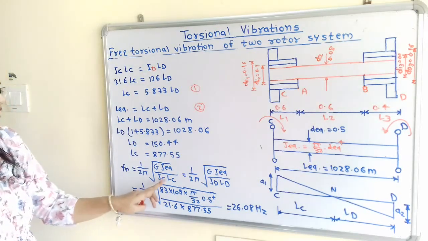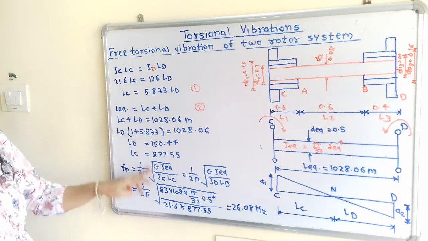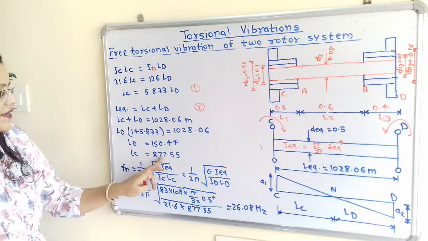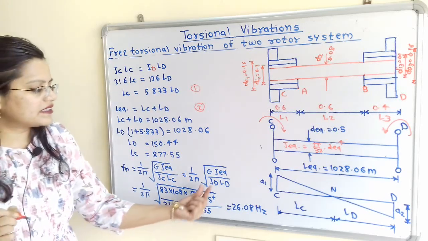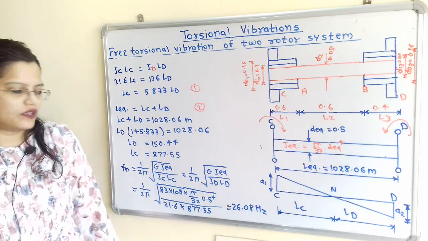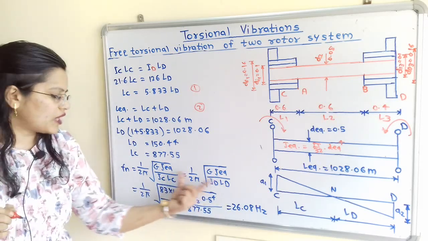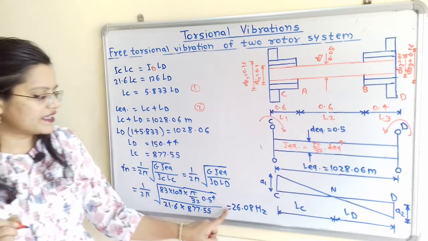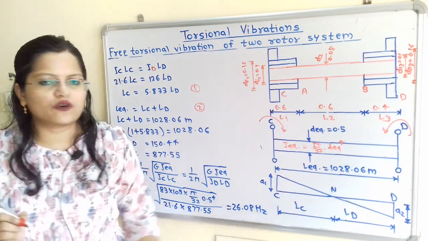Now next is ICLC. So IC we have calculated, LC that is here, this is the value 877.55. In the same way IDLD is also known. Now we can take any one formula to calculate the natural frequency. So when we put the values, we will get the answer 26.08 Hz.